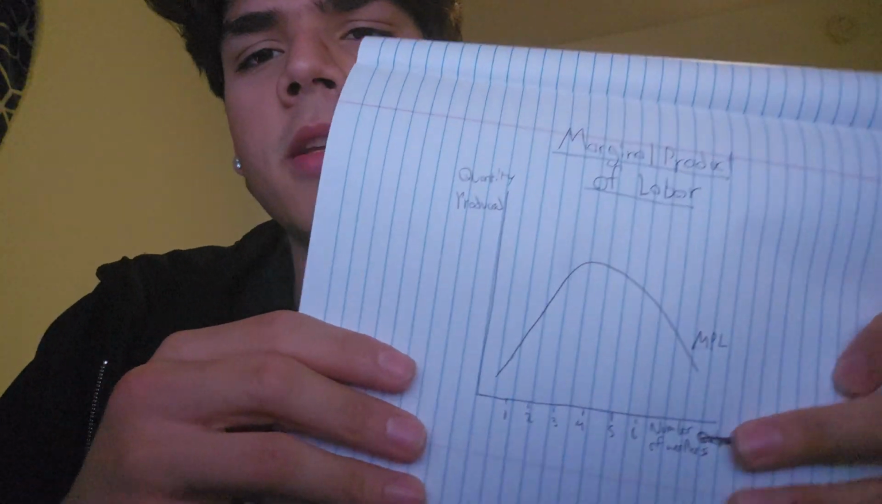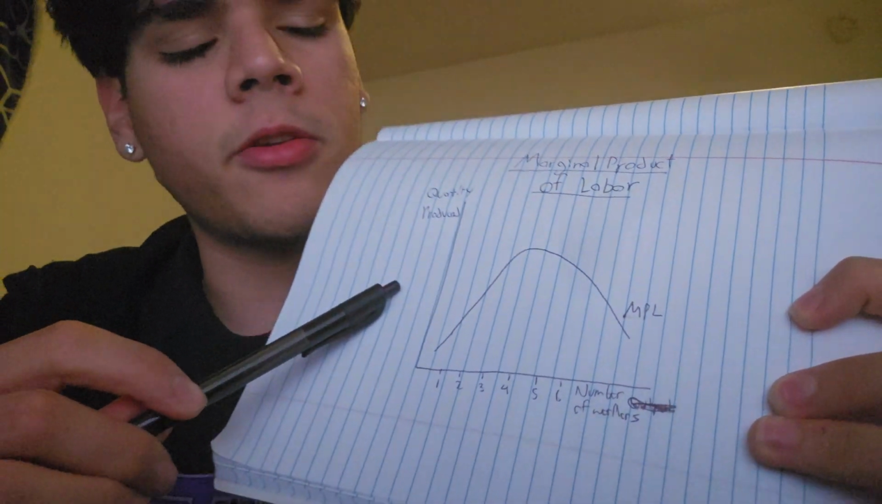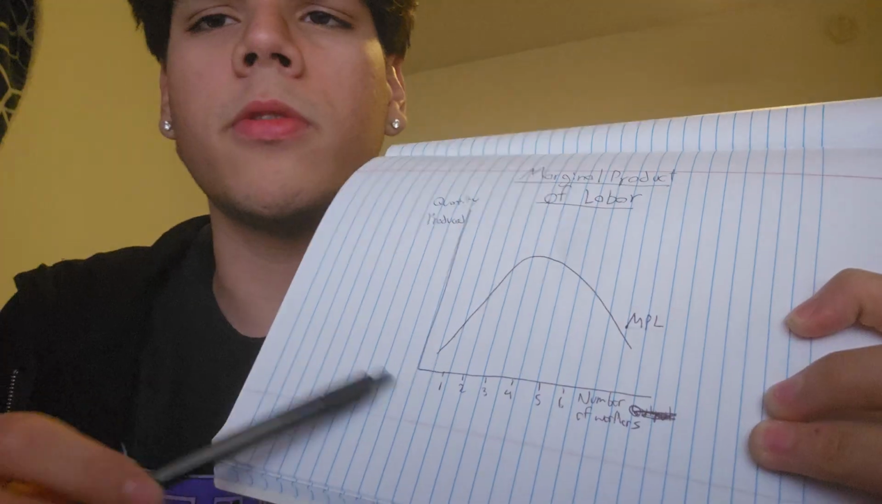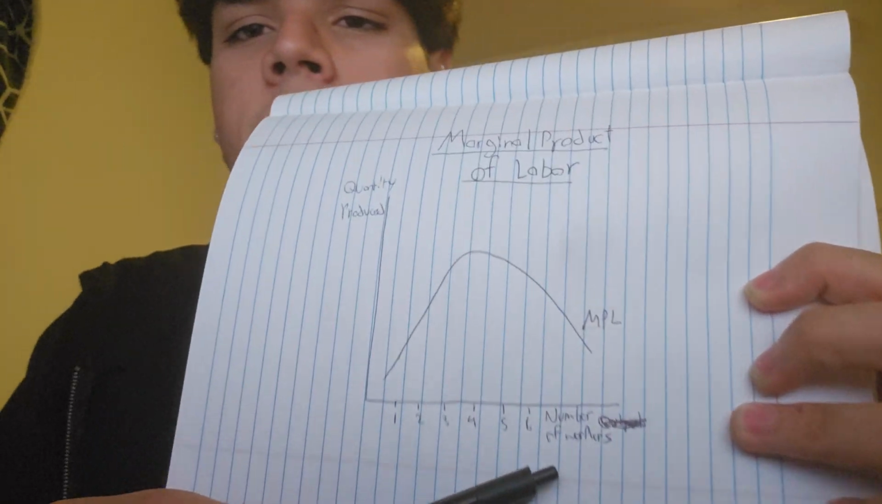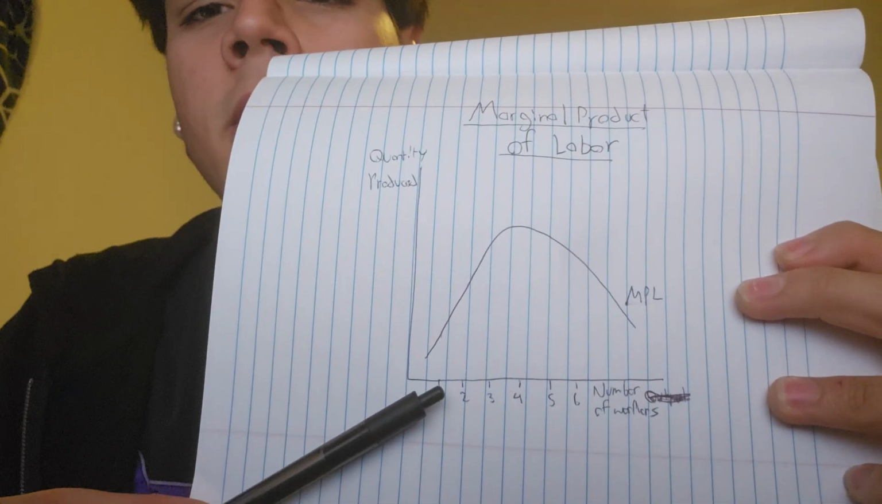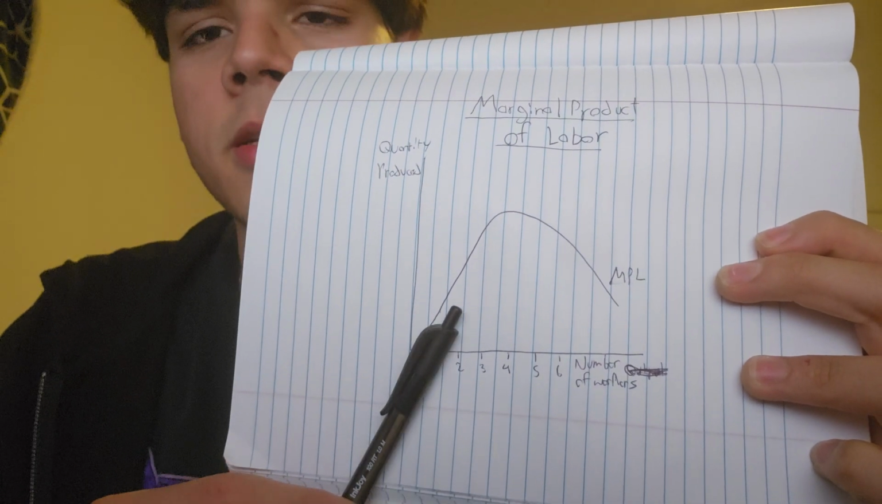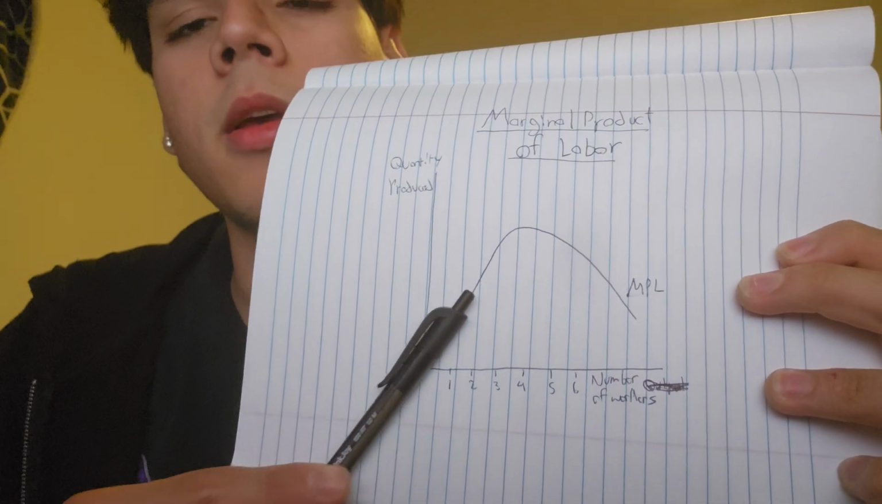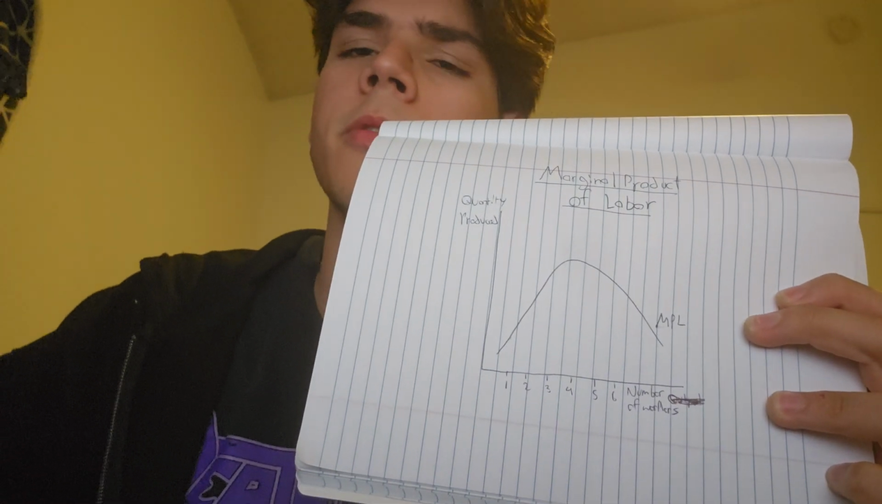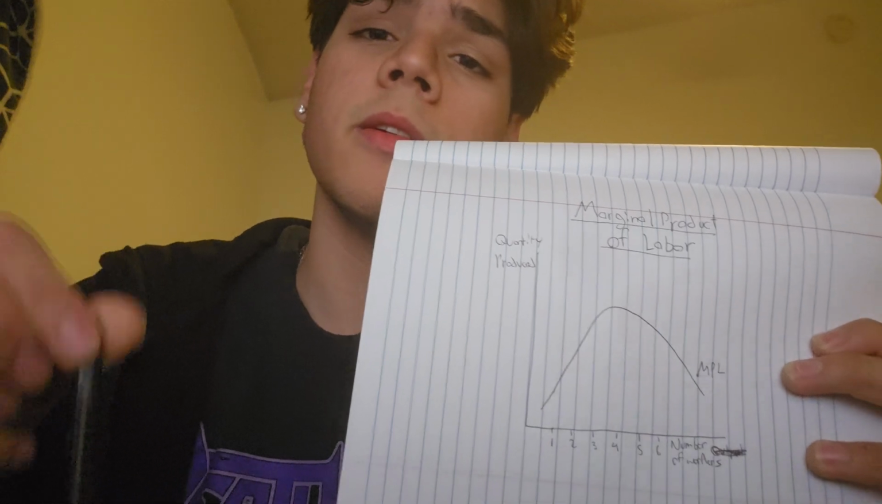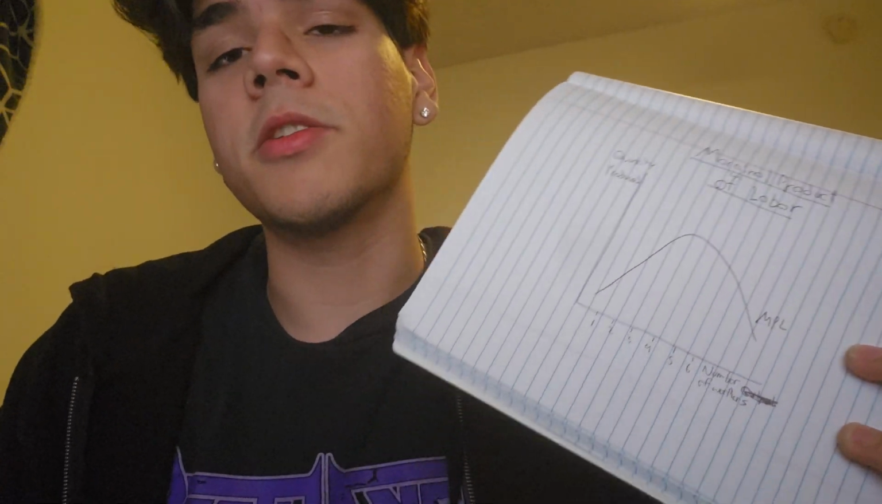Alright, so I drew this graph here to basically illustrate that. It's pretty easy to understand. Here on the y-axis we have the quantity produced of whatever you want, and then we have the number of workers down here. So we could see that with the first couple of workers there's a good quantity being produced, but then eventually you get to a point where the quantity produced starts going down with the additional workers.